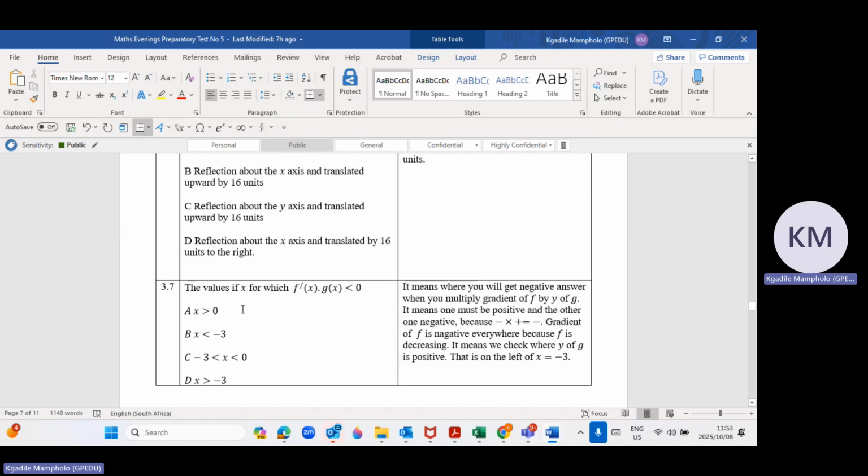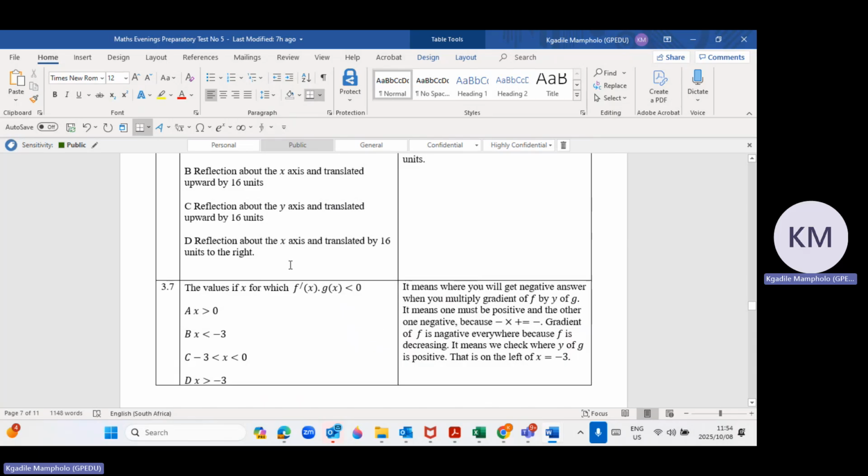3.7, the values of X for which the derivative of F times G of X is less than 0. Derivative is the gradient. It means when you multiply the gradient of F times y of g. Remember here there's no prime. This means for g we're referring to y. You must get a negative answer. It means one must be positive, the other one must be negative.